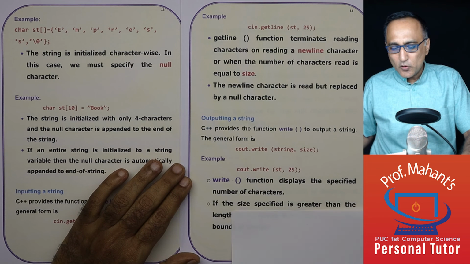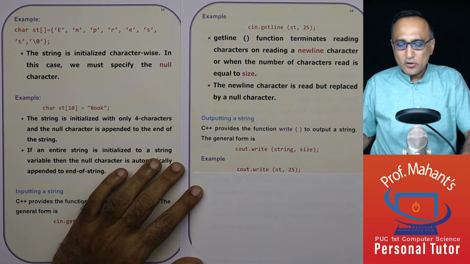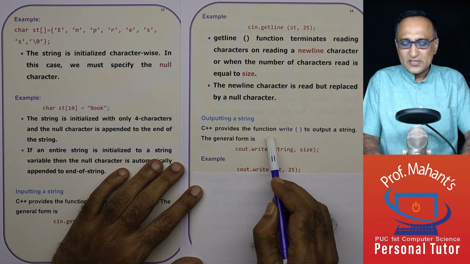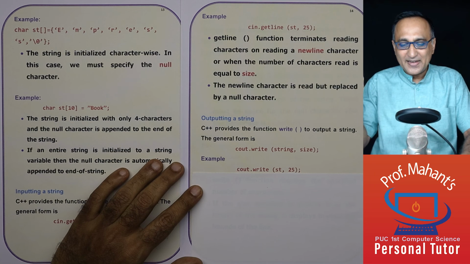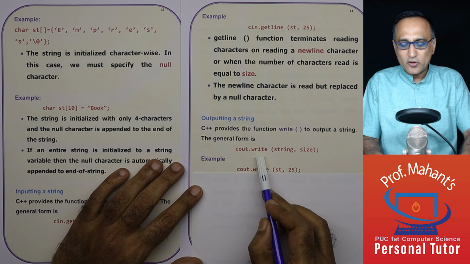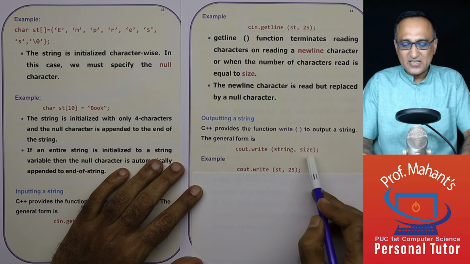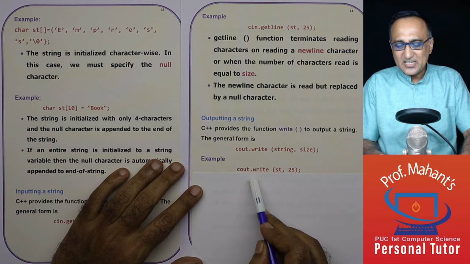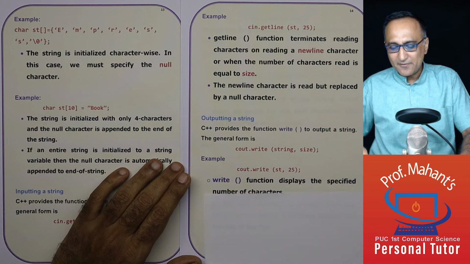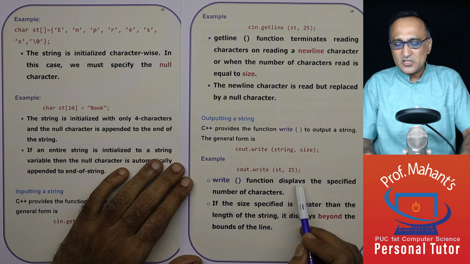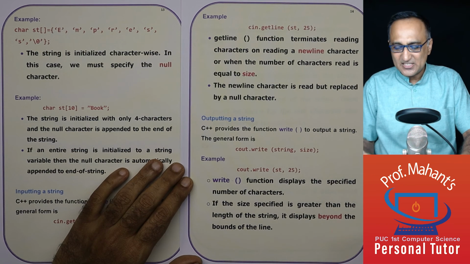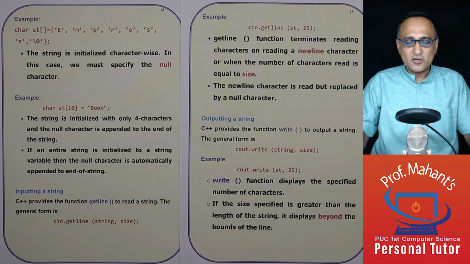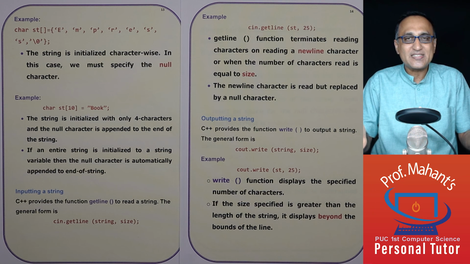Now let us say we want to output a string. In order to output a string, C++ provides us a function called write to display a series of characters. The general form is cout.write, the name of the string, which can be st, and size. So I can say cout.write(st, 25). So write is a function which displays the specified number of characters or until it encounters the null in st. Think of it as displaying a maximum of 25 characters or until it encounters the null character.